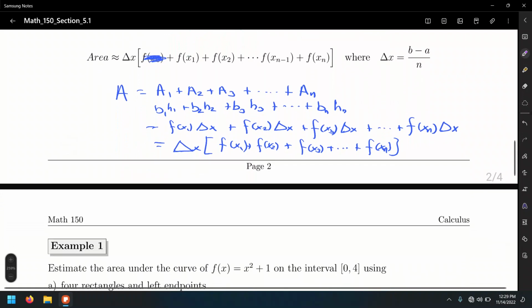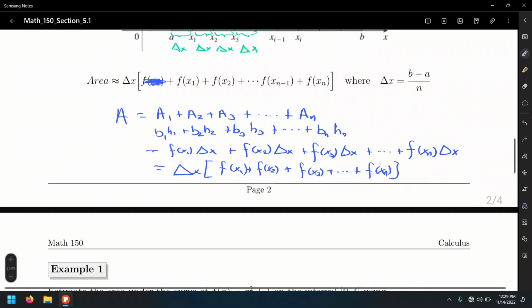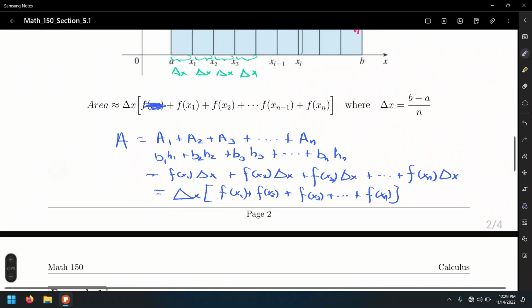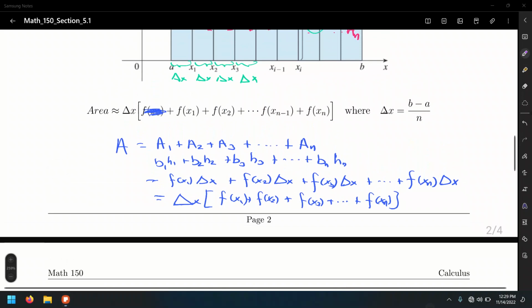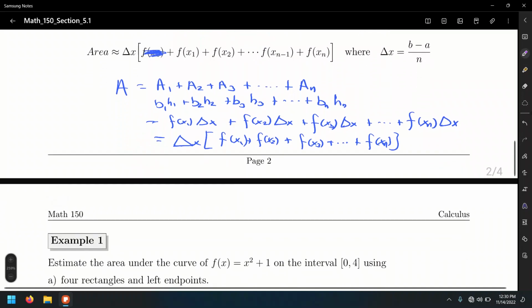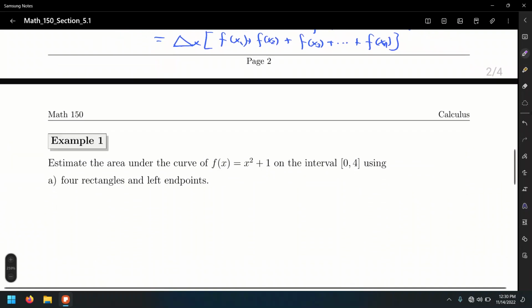And here is a justification of where we are getting this formula from. I guess this is going to make more sense once we look at the examples, and I have one example here. Oh, by the way, I needed to mention this delta x is the difference between the endpoints of the interval we want to find the area for, divided by the number of rectangles. This is very important, and you'll see how it works in the first example.